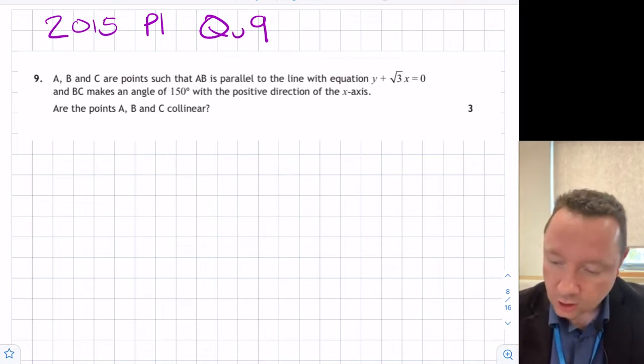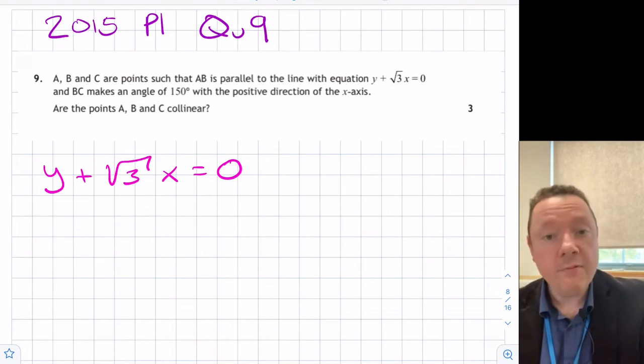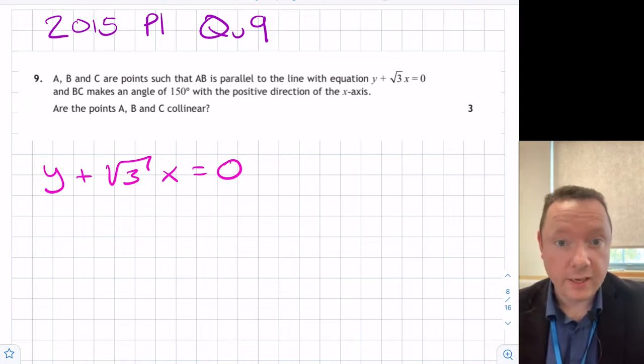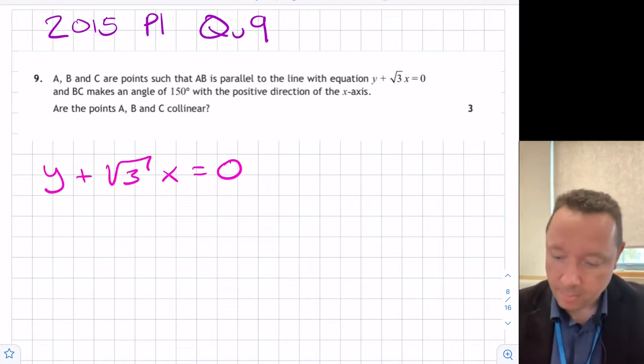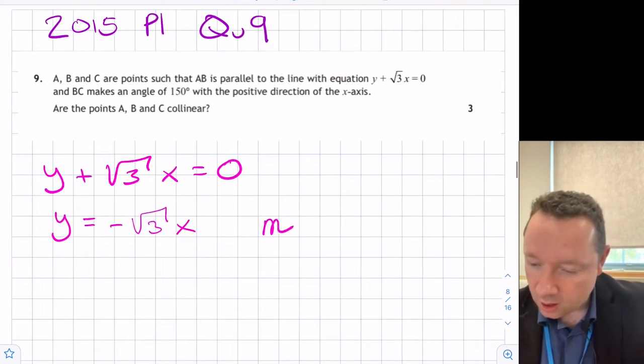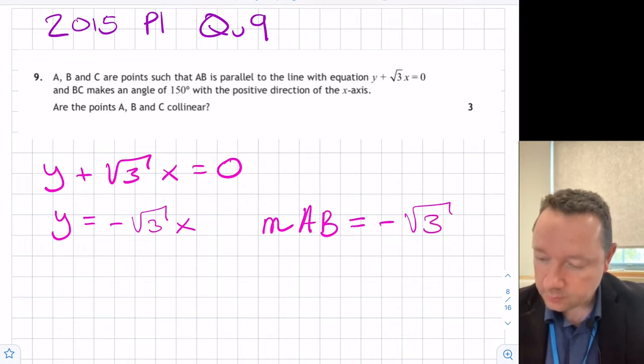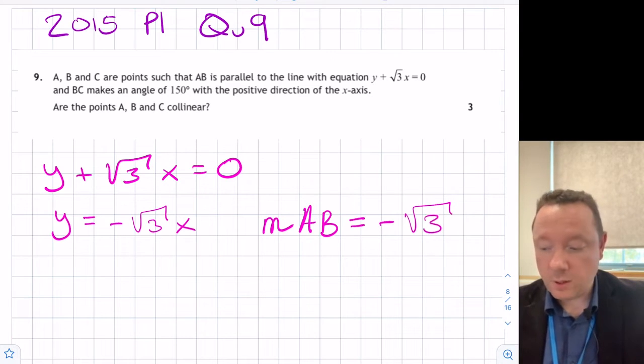So let's look at the first line. We've got y plus root 3x equals 0. If they're collinear, the gradients of any bits will be the same. So rearranging this, y is minus root 3x. The gradient of this part, AB, is equal to minus root 3. We've done the first part, we know our first gradient.